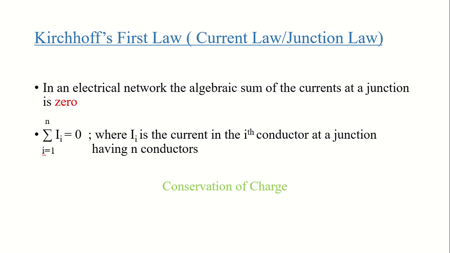Now we proceed towards Kirchhoff's first law, also called the current law or junction law. So what is the statement? It states that in an electrical network, the algebraic sum of the currents at a junction is 0. Mathematically, the statement can be written as sigma i ranging from 1 to n of Ii is equal to 0, where Ii is the current in the ith conductor at a junction having n conductors. And this law is in accordance with conservation of charge.